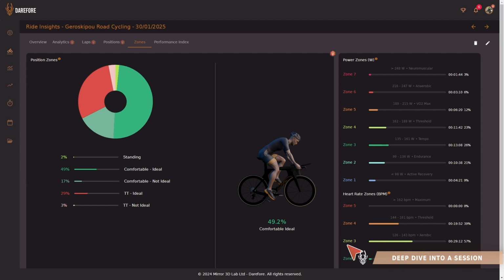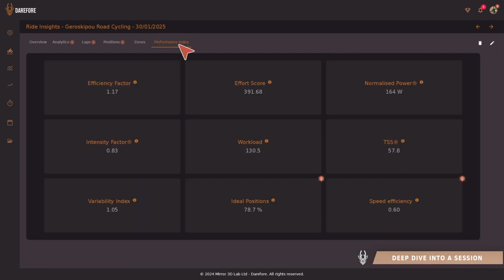Finally, let's explore the Performance Index tab. This section offers a comprehensive overview of your ride efficiency and effort. Here, you will find key metrics like efficiency factor. This metric indicates how efficiently you transferred power to the pedals. Effort score. This metric gauges the overall intensity of your ride based on various factors.